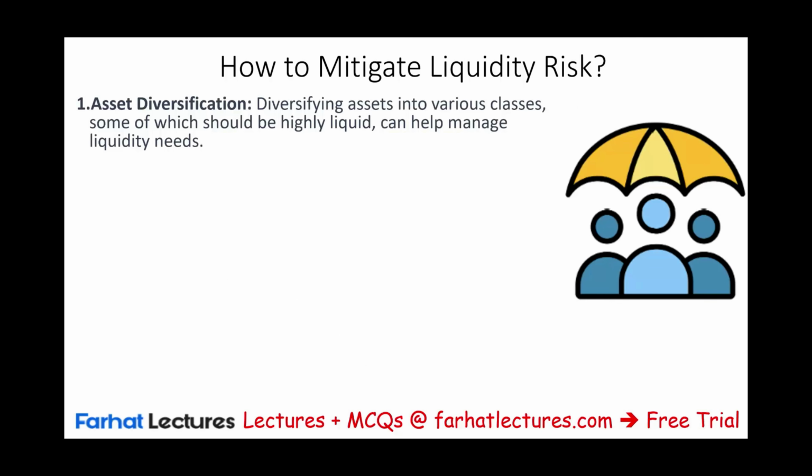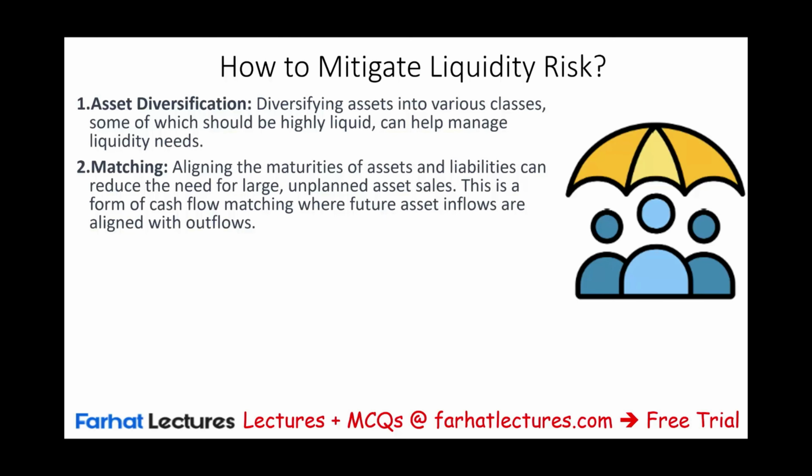How do you mitigate against this? Number one, asset diversification. Diversify assets into various classes, some of which are highly liquid and can help with liquidity needs. So you don't put your money, like Silicon Valley did, in long-term assets. Number two, matching. Matching what? Matching your cash flow. It's called cash flow matching. You're going to see it in a moment. So what you do is align your assets and liabilities at the same time. If you know you will need $1 million in the future, you want to make sure you have an asset of $1 million. Therefore, you have $1 million of liquid assets against $1 million of liabilities. That's why you're matching your cash flow.